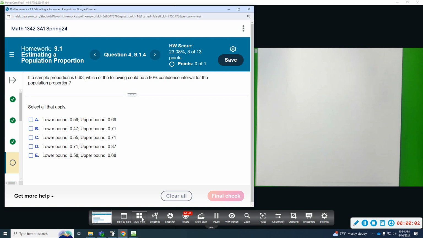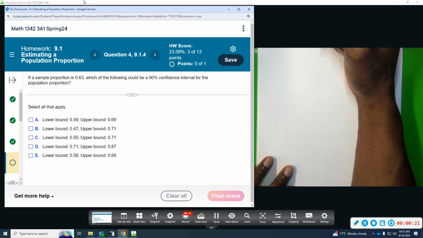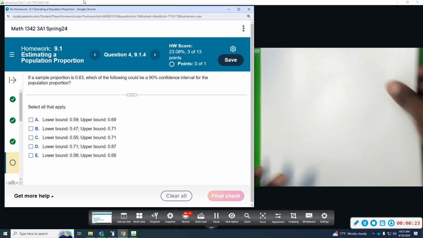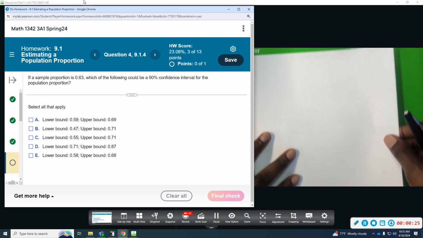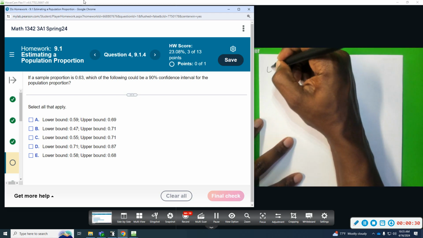All right, number 4 says if a sample proportion is 0.63, which of the following could be a 90% confidence interval? The interval will change based on the margin of error, but one thing will be true. The distance from this number to the left is the same as the distance from that number to the right.